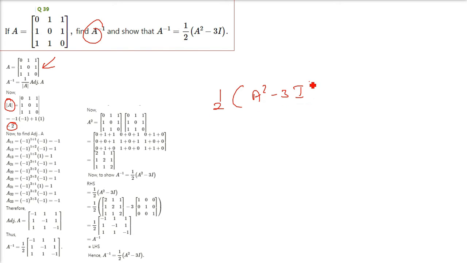Subtract from it 3 into I3. I3 is a 3 by 3 matrix where the diagonal will be 1, 1, 1 and other values will be 0. Now just subtract these two and multiply by half, that is, you are dividing it by 2. Whatever the result is, once you compute it, you will see that it is exactly equal to A inverse. Okay, this is your final.